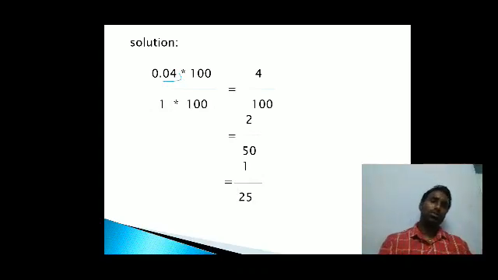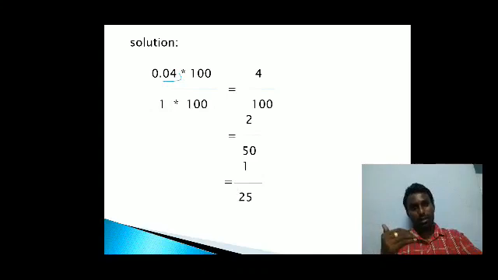So 0.04 into 100 means 4, and 1 into 100, so 4 by 100. Or we can write it directly, without multiplying, as 4 by 100, because 0.04 has 2 digits after the decimal point. So we can write 4 divided by 100 directly. But this is the procedure: to get 4 we have to multiply and divide by 100. Why only 100? Because 2 digits are present, and 2 digits means only 100 is possible. So that is why we are multiplying by 100.